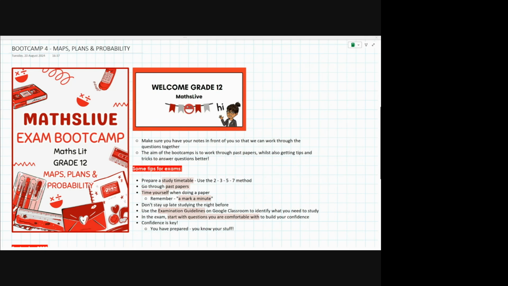Personally, I think the measurement questions in paper 2 are a lot harder than maps and plans. And we had a look at some complex measurement questions in that bootcamp last weekend. So hopefully you've got an idea of what to expect. But I would definitely say that maps and plans in paper 2 is where you can bank your marks.